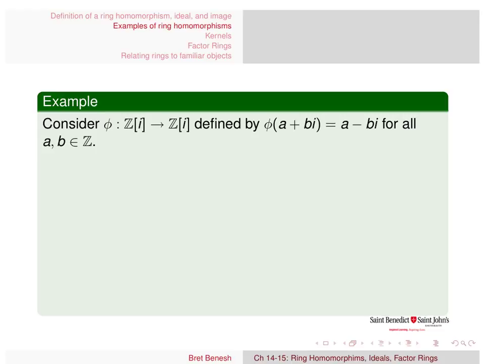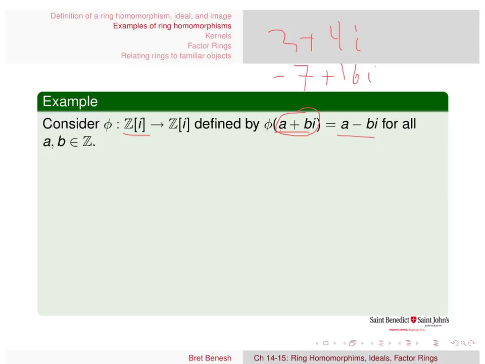Here's another example. We're going to map Z[i]. Z[i] are all the elements of these forms. It's almost like the complex numbers, except you can't have any real numbers. You just have to have integers. So you could have like 3 plus 4i, negative 7 plus 16i. They're elements of that form. So I'm just going to change the plus to a minus.